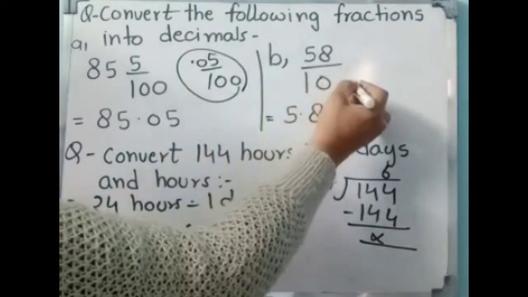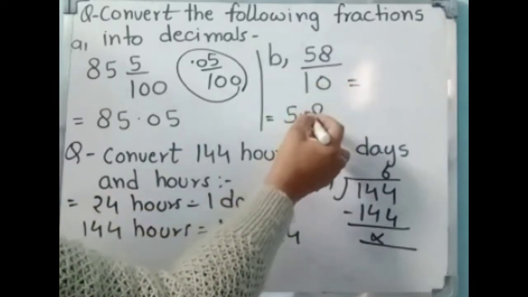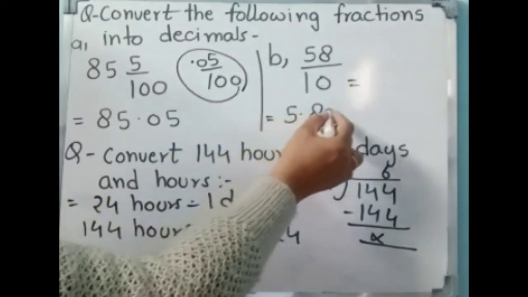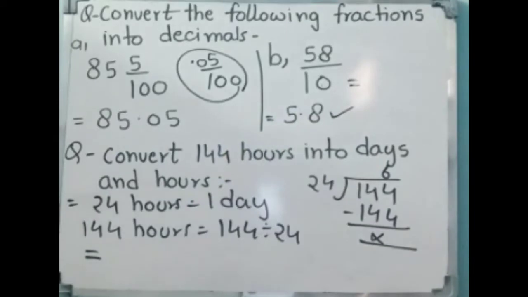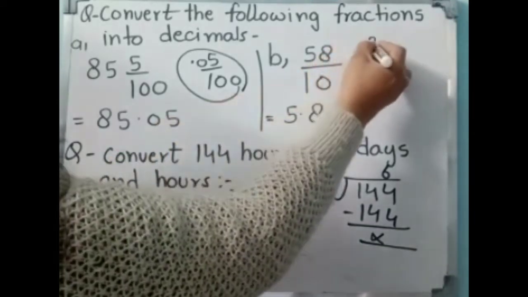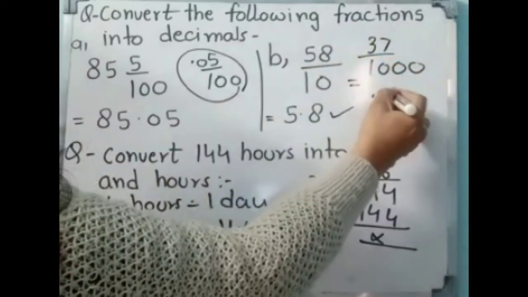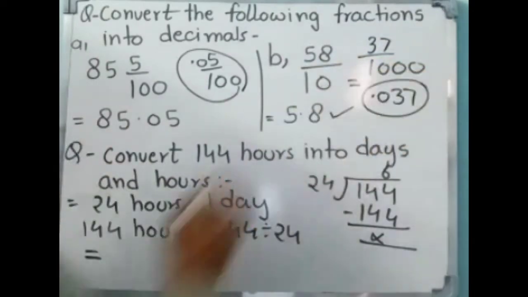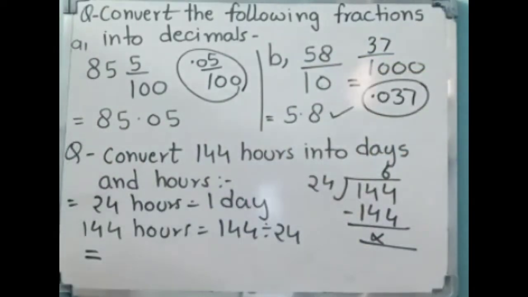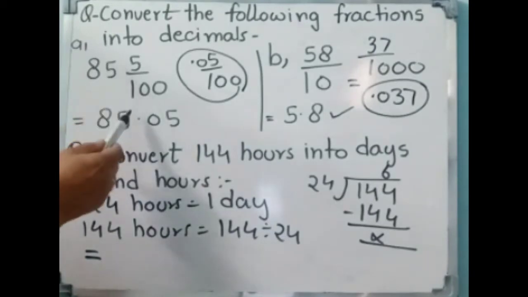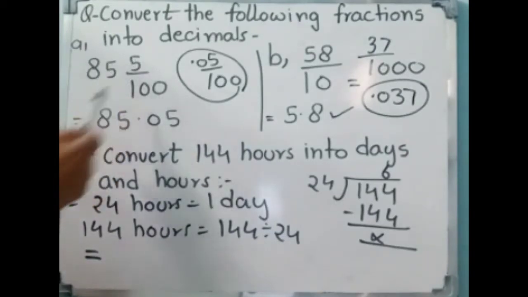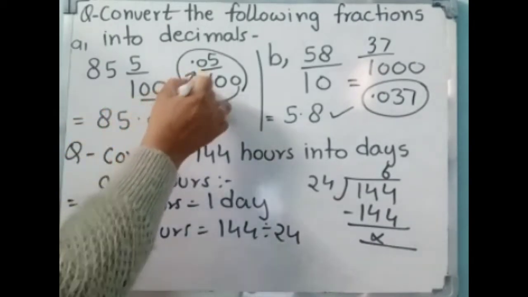Here we have 58 by 10. So here we have 1 zero, which means we have to put the decimal after 1 digit. 5.8. This is simple. Like if you have the number 637 upon 1000, so 3 zeros means like this. This is the decimal. So this is the way you convert fractions into decimals. 85 whole number 5 by 100. So we have to do like that.